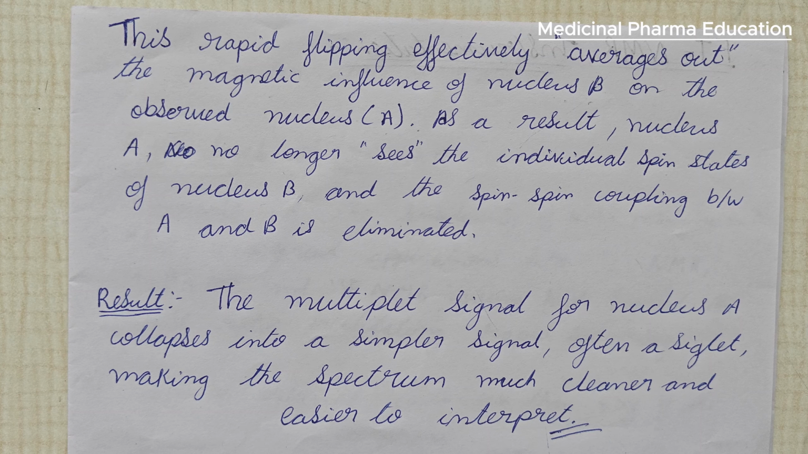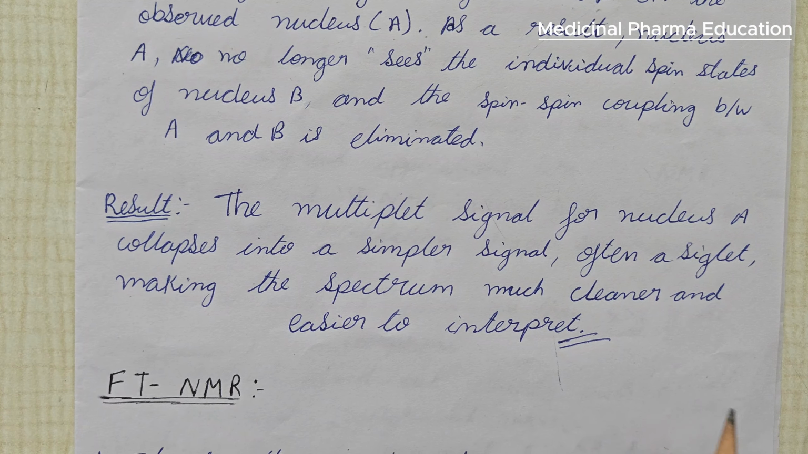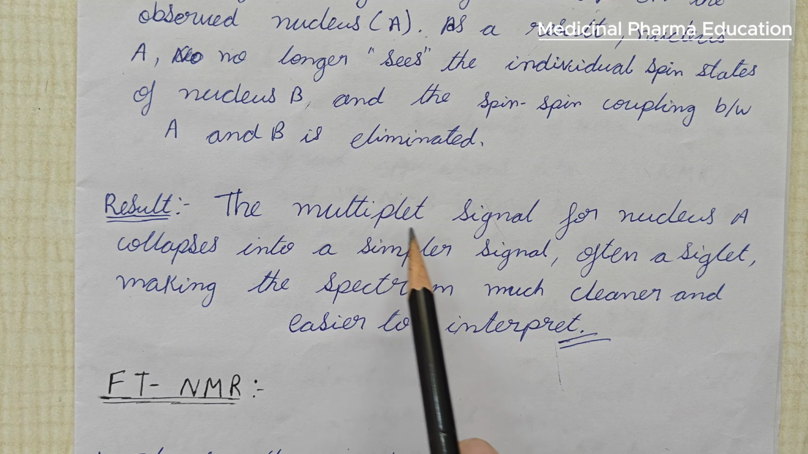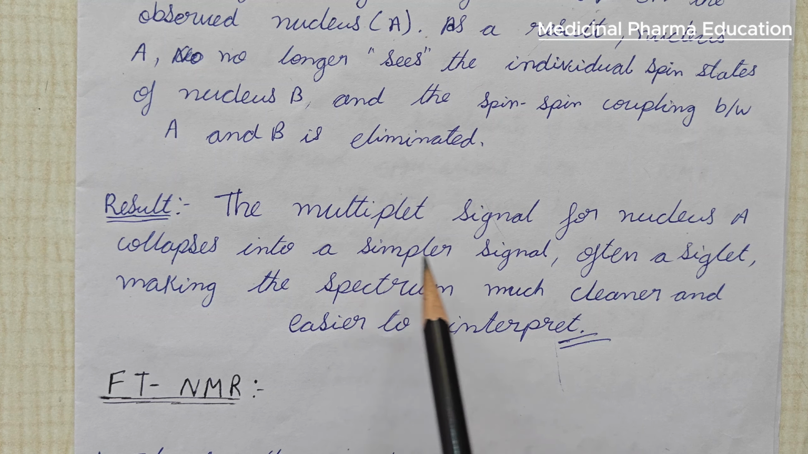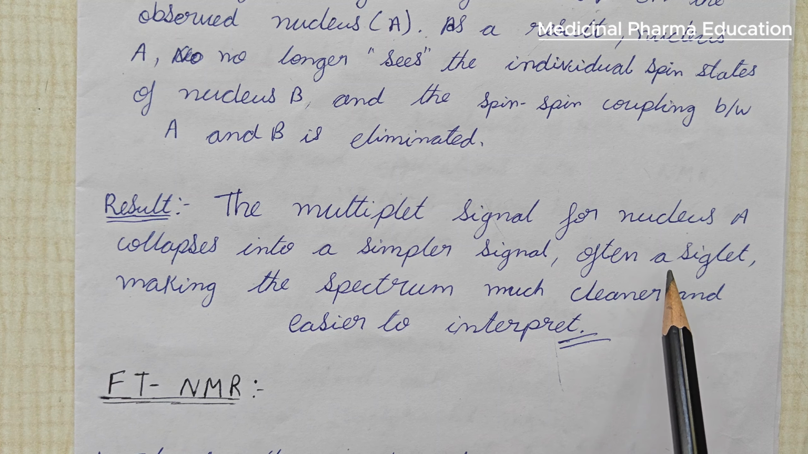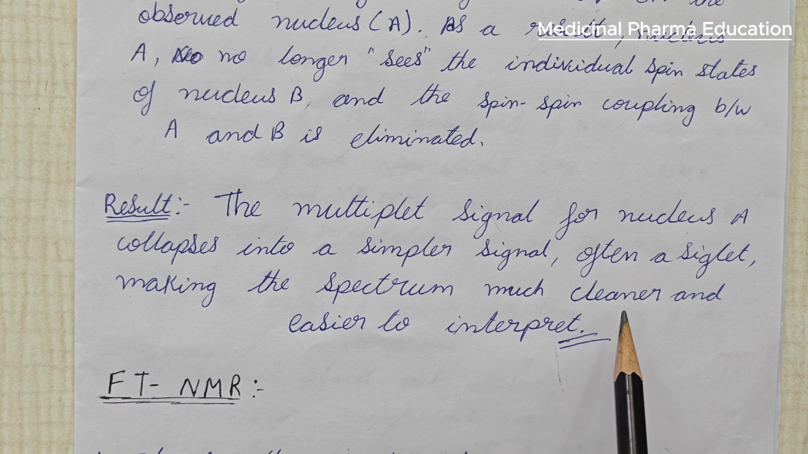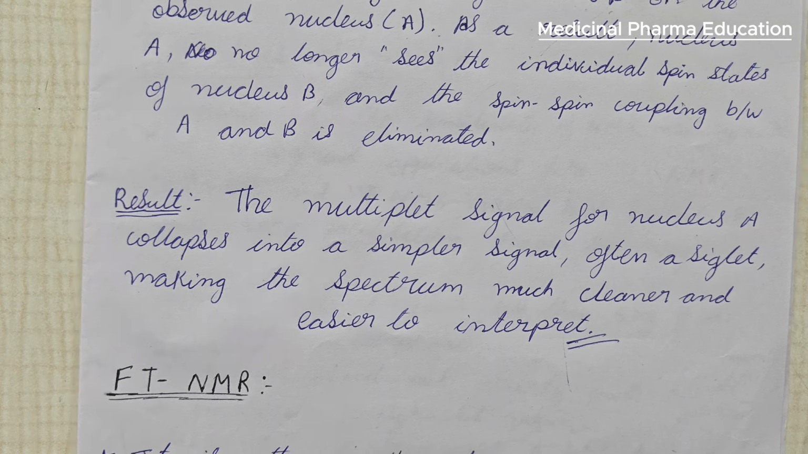Here what is happening, the spin-spin coupling is eliminated by using the decoupling frequency. That is the nuclear magnetic double resonance concept. And what is the result of it? The multiplet signal for nucleus A collapses into a singlet signal, often a singlet, which makes the spectrum much cleaner and easier to interpret. Okay, I think you have understood. The concept behind it is that, see, I'll just show you the diagram here.